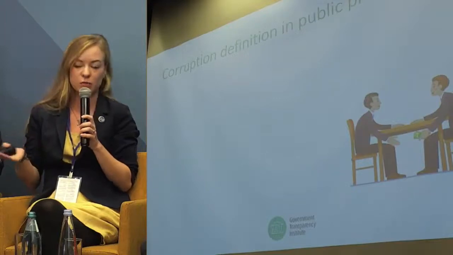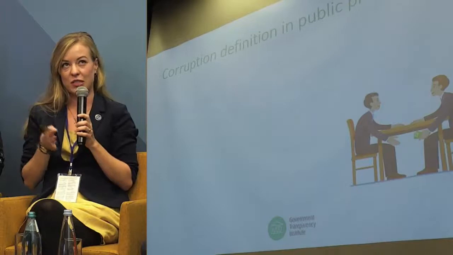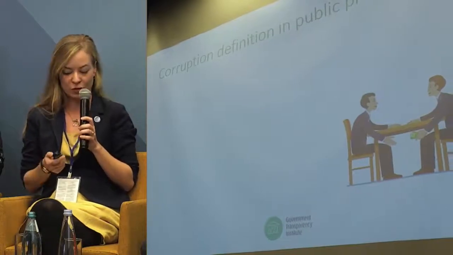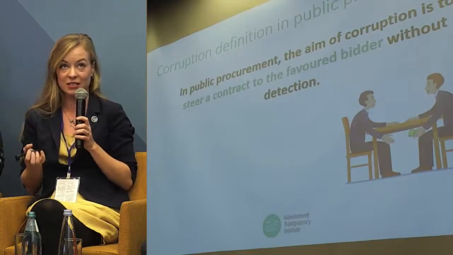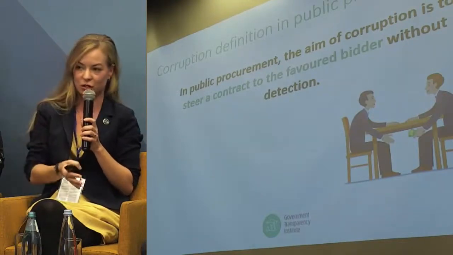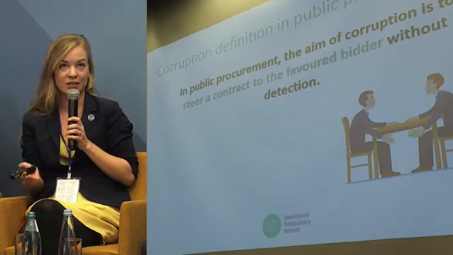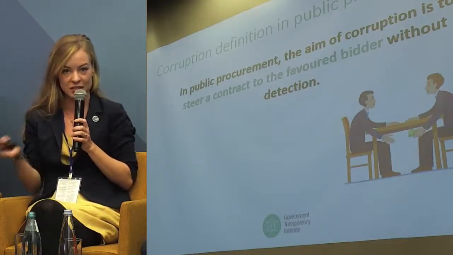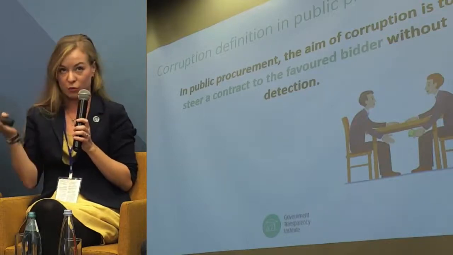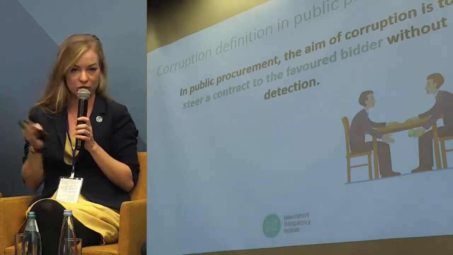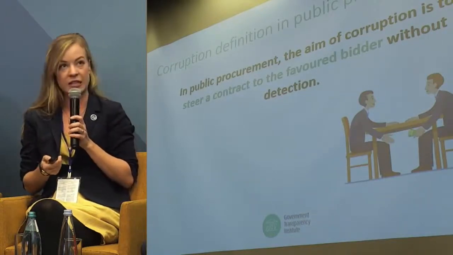Just to be clear about the understanding of corruption in public procurement, we try to use a really simple definition: that the goal is to steer a certain public contract to a pre-selected company, a favored bidder. And in this sense, there can be a corruption rent extracted by either overpricing or delivering lower quantity or quality than on a competitive market.